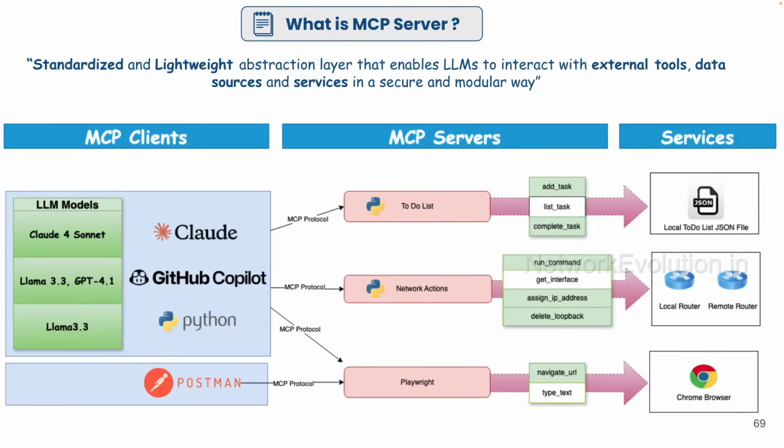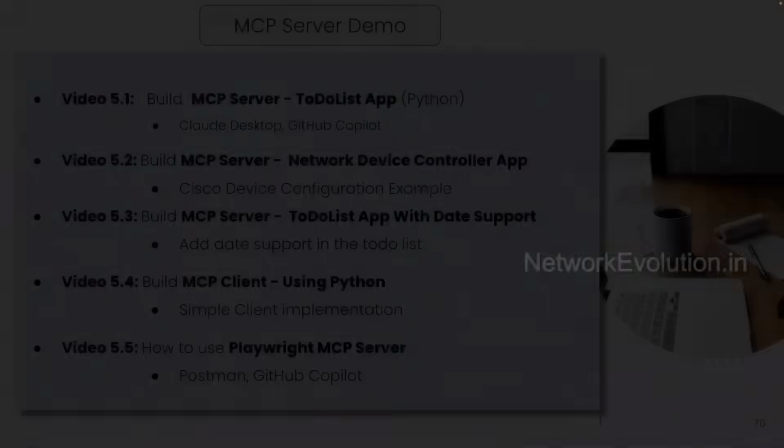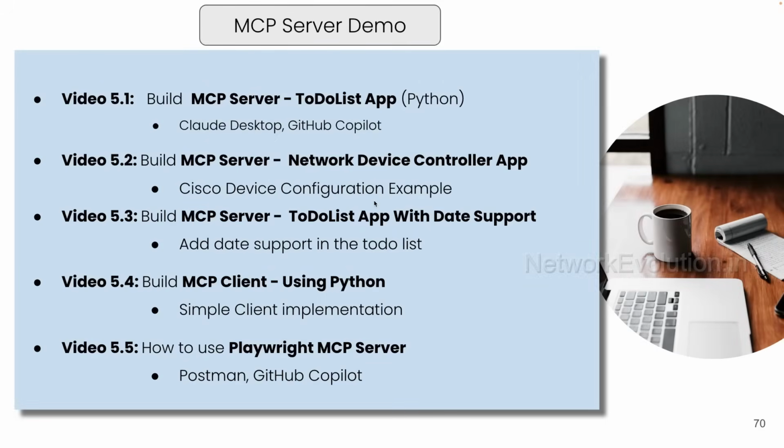In this video, we'll see how to use Playwright MCP Server from Claude Desktop, GitHub Copilot, and Postman. In the previous four videos, we have seen how to create an MCP server using Python. We have created a to-do list app, a network device controller app, and we have seen how to create an MCP client using MCP use Python library. In this video, we'll focus on how to use a pre-written Playwright MCP server.